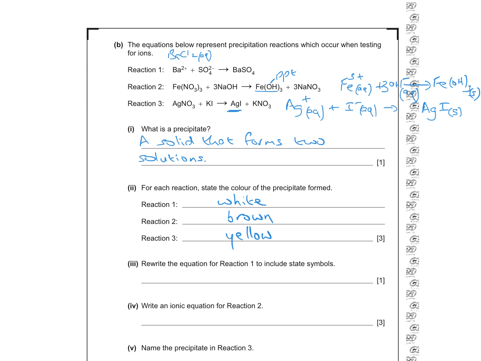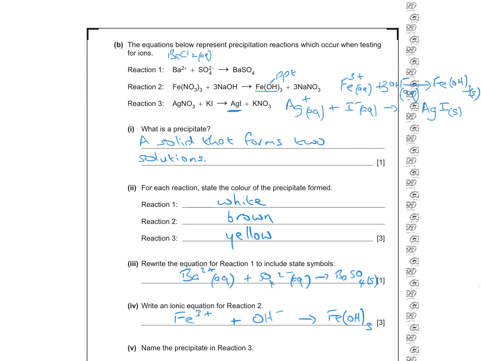Okay, on to part 3. Rewrite equation 1 to include state symbols. The barium ions are dissolved initially, as are the sulfate ions, and the barium sulfate is the precipitate, so that's the solid. Reaction 2, well, I've already done it up above, so I'm showing the iron 3 ions reacting with hydroxide ions to form the brown precipitate of iron 3 hydroxide.